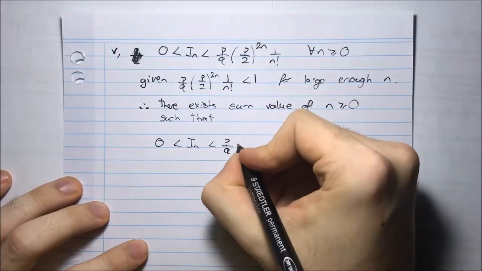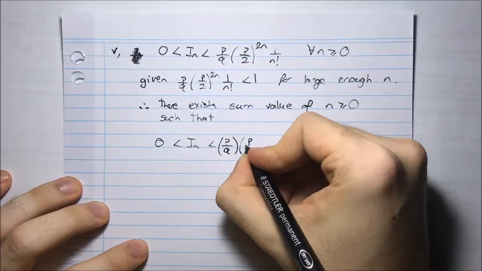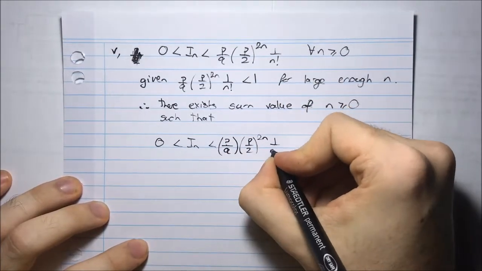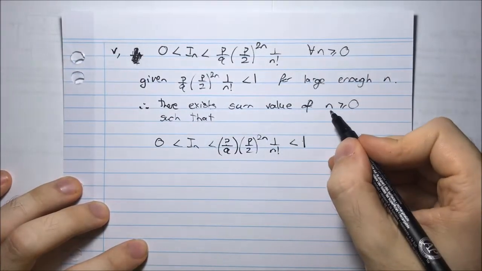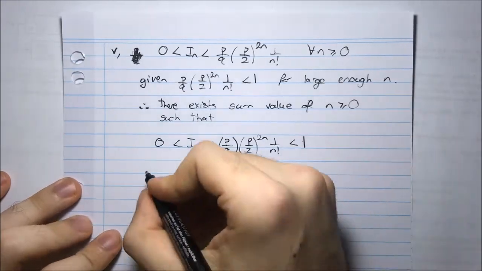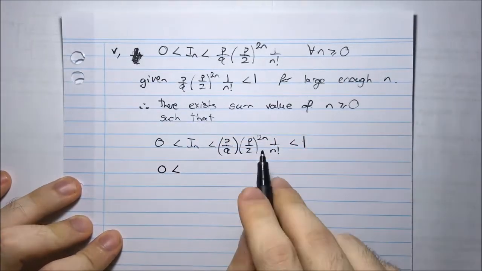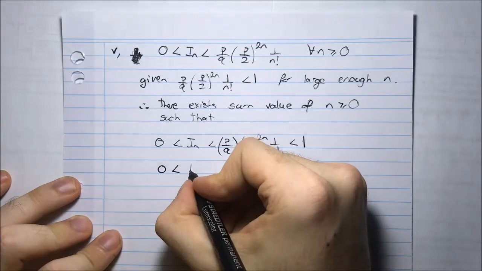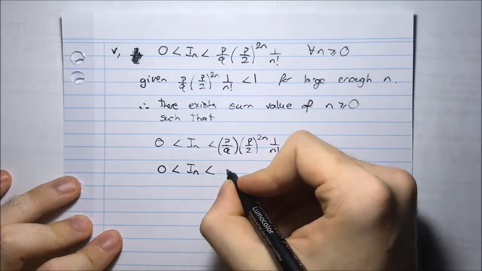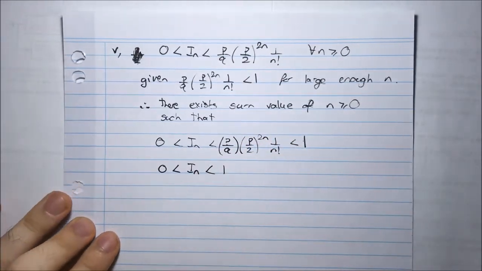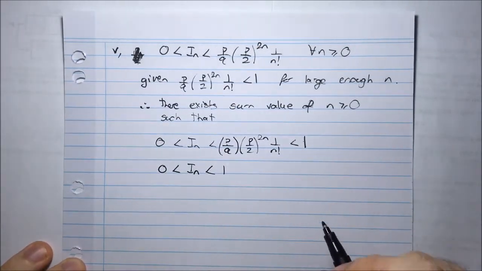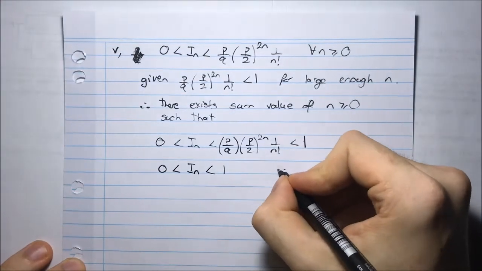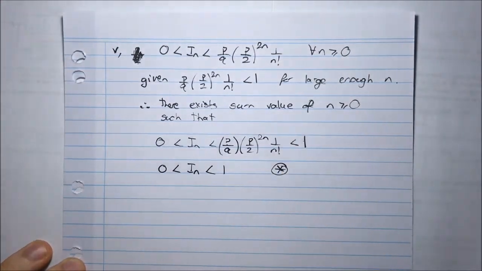So I have p on q times p on 2 to the 2n times 1 on n factorial. And like I just said, this is going to be less than 1 for some value of n. Okay? So in other words, I don't care about this bit here anymore. I only care that I have this bit: 0 is less than I_n is less than 1. Okay? So if I have 0 is less than I_n is less than 1, that's good. Let's call this star. But what do I have from part 3?